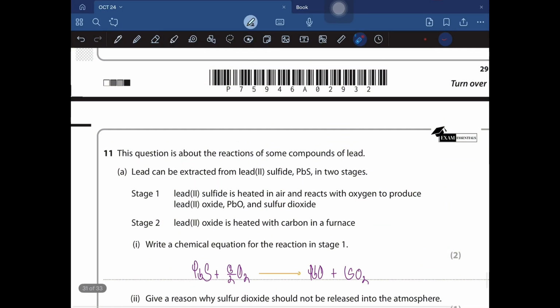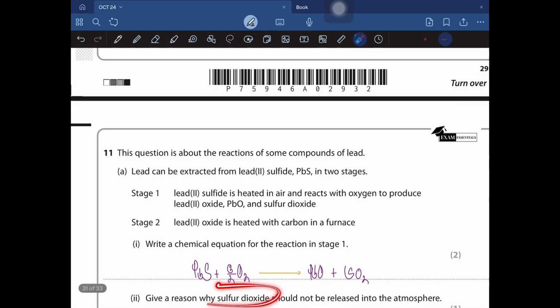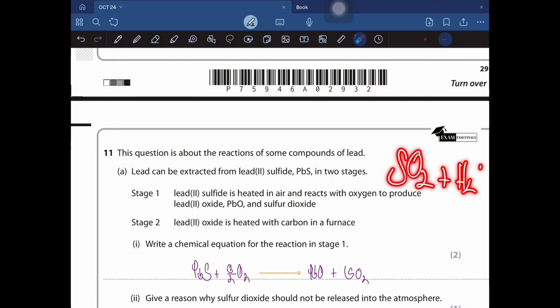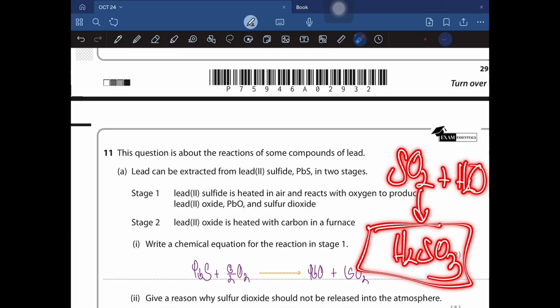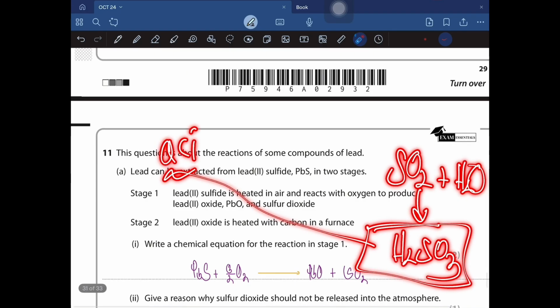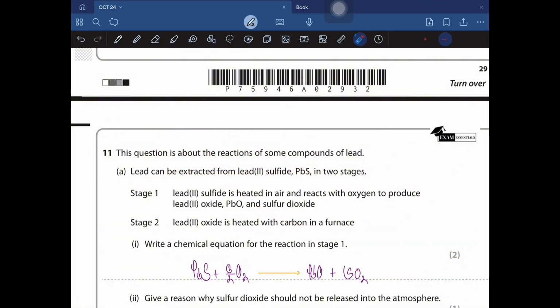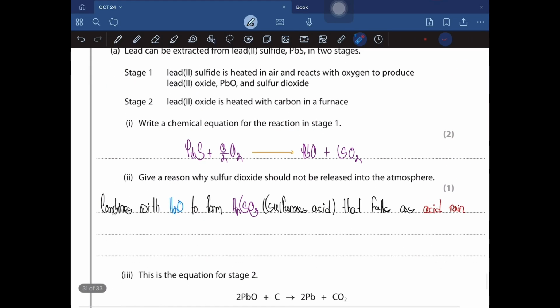All right, moving on to the next question. Give a reason why sulfur dioxide should not be released into the atmosphere. When sulfur dioxide is released into the atmosphere, it combines with water to form sulfurous acid, and this causes acid rain. So it combines with water to form sulfurous acid that leads to the formation of acid rain.